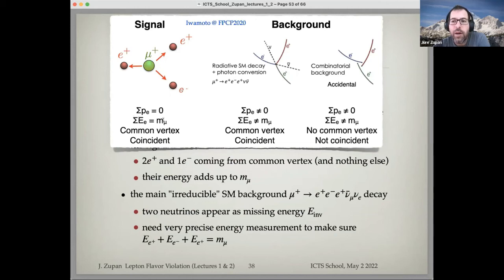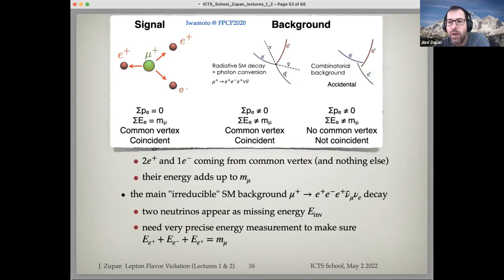The energy needs to sum up to the muon mass. If you have 2 neutrinos and you take the 3 charged particles, the energy will not sum up to the muon mass, except if the neutrinos are very soft. So this is a qualifier. There will be a region of phase space where you will not be able to measure this precisely enough.